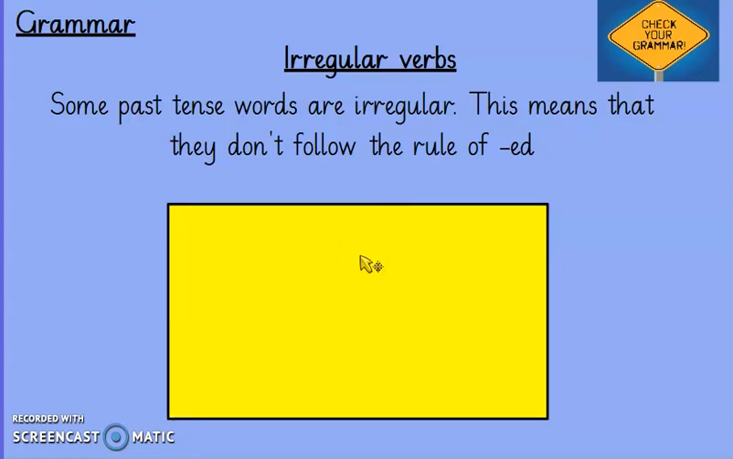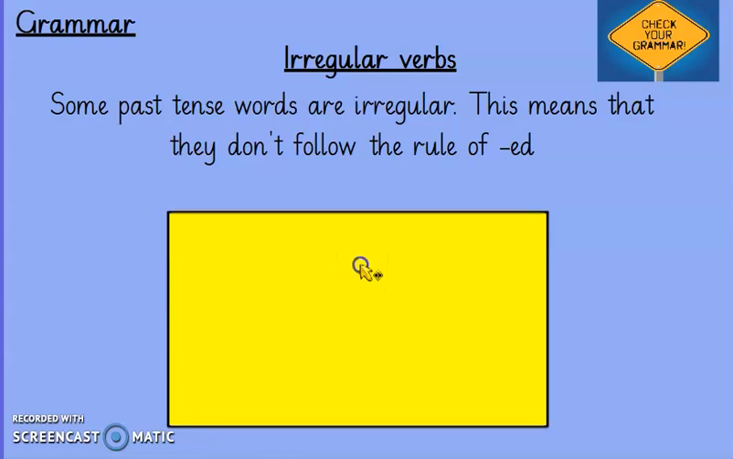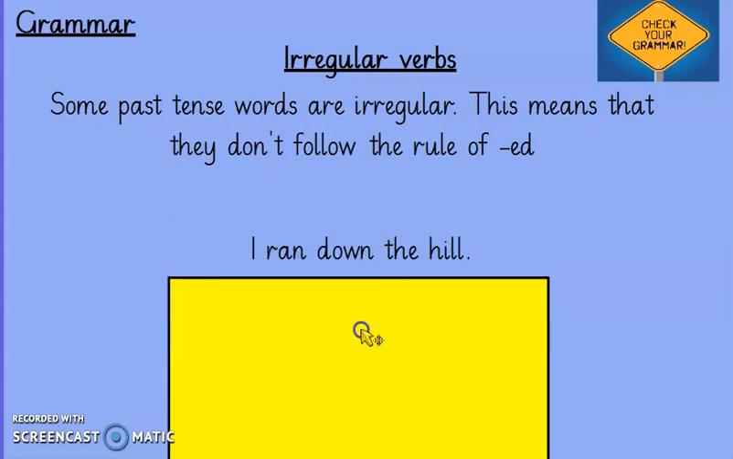So let's have a look at some of my examples, okay? So, I ran down the hill. Can you spot the irregular verb? That's right. Ran is the irregular verb. As you'll notice, it does not have the suffix ed. We don't say I runned down the hill. It just wouldn't sound grammatically correct.